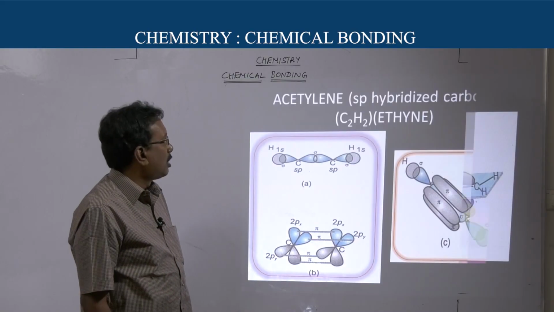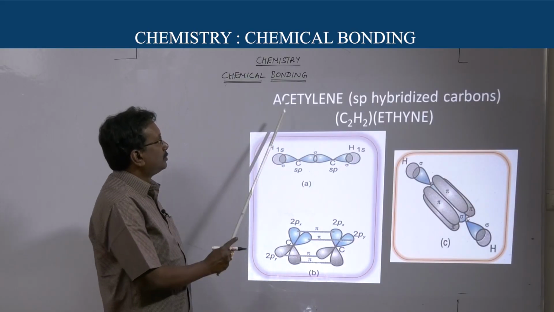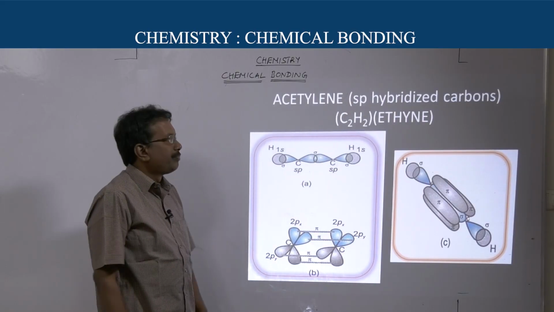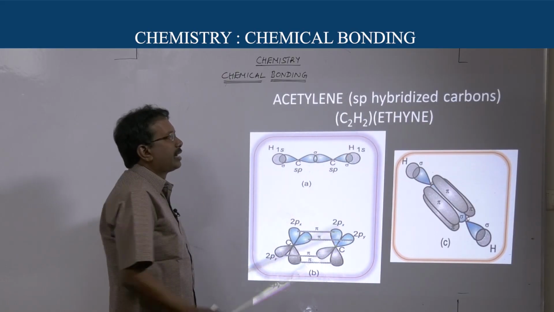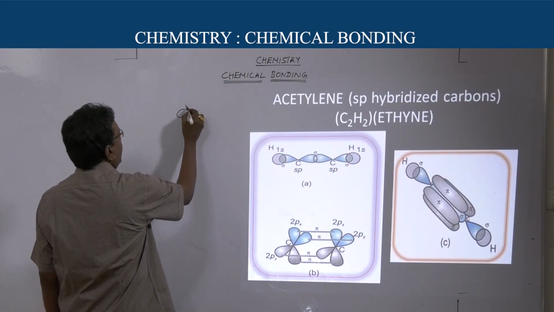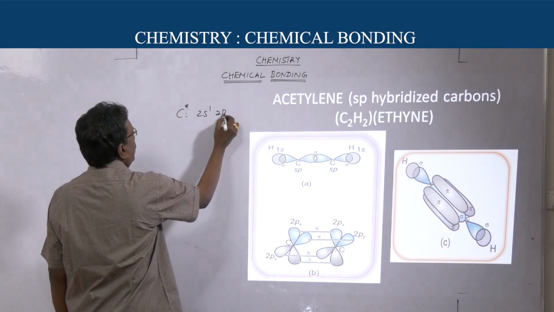Now, if you observe one more example, the acetylene molecule with sp hybridized carbons, C2H2, whose IUPAC name is ethyne. Then the carbon's electronic configuration in the excited state is 2s1 2p3.